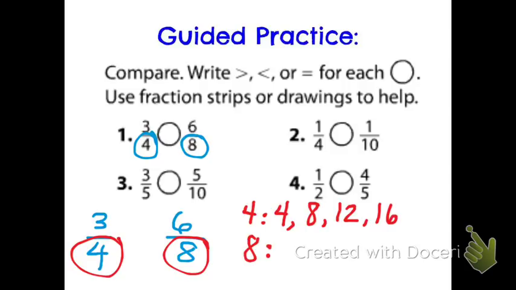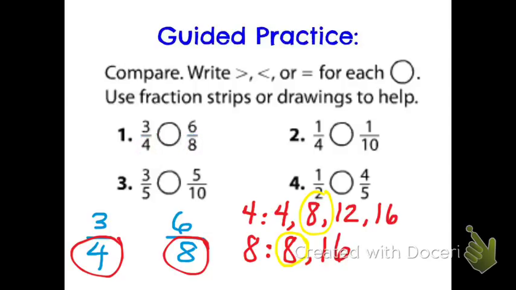And then I go to 8. For 8, I'll go 8, 16, and I'm going to stop, because you know when to stop when you have one number that is the same in both of the two. So I see right here that 8 is the same. It means I want to change both my fractions to have the same denominator. That is the easiest way to be able to compare the two fractions.